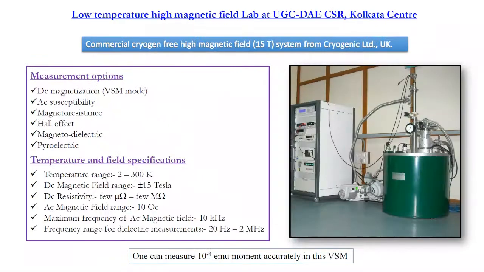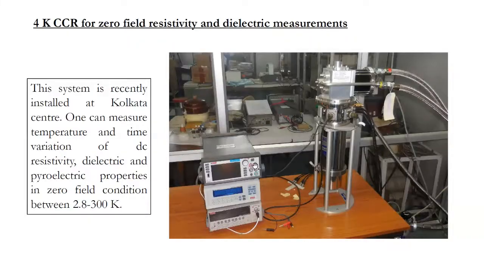We also have a cryogen-free high magnetic field, a 15 Tesla magnet. So these are the two workhorses of our low temperature, high magnetic field measurement facility. They have a 4K CCR for zero field resistivity. And what do they do with this?